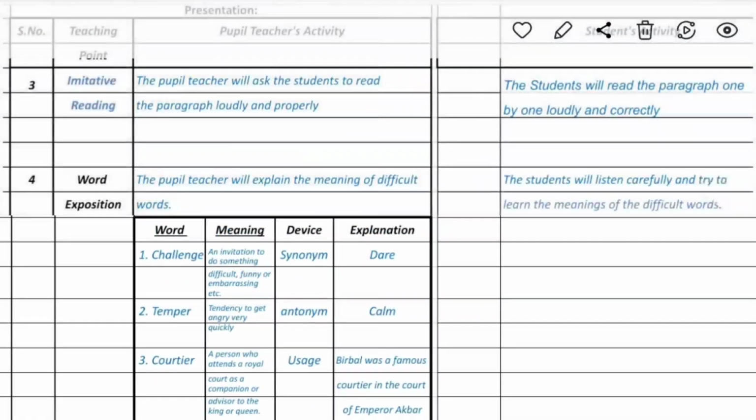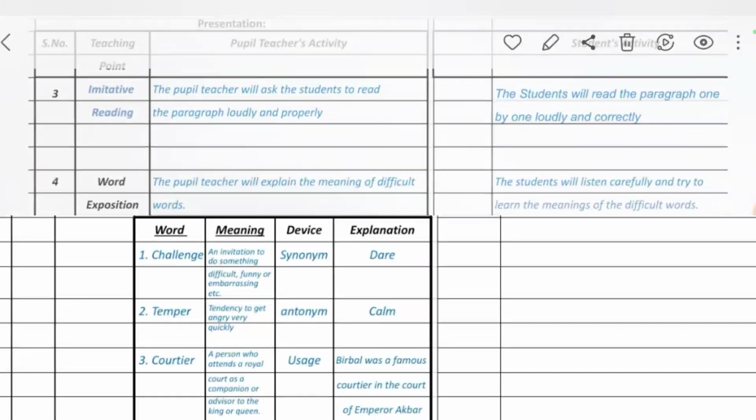Now, the third teaching point is imitative reading. Here, we'll write, the pupil teacher will ask the students to read the paragraph loudly and properly. And in the students activity column, we'll write, the students will read the paragraph one by one loudly and correctly.